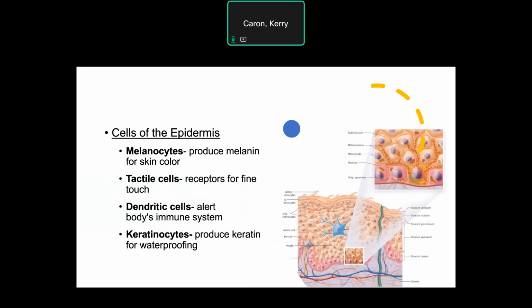So other cells within the epidermis are melanocytes, which produce melanin, which is our skin color. We also have tactile cells that are receptors for fine touch, and dendritic cells, which, if you remember, like an axon has a dendrite, bring sensory input into the nervous system. So it can also alert your immune system. Keratinocytes produce that waterproofing keratin.